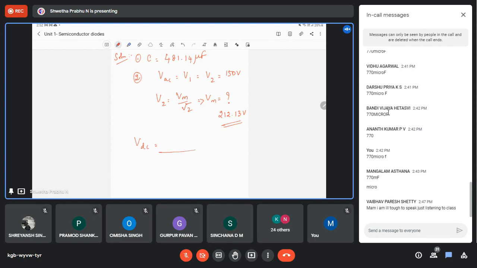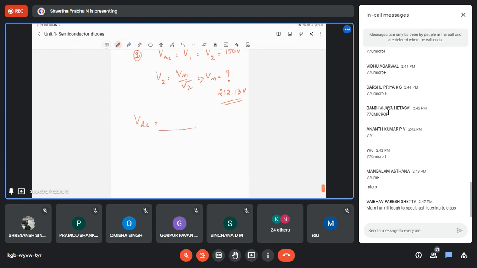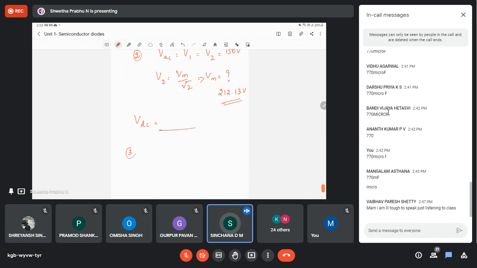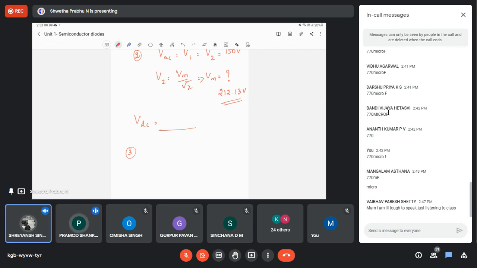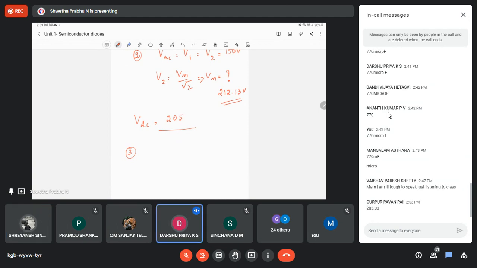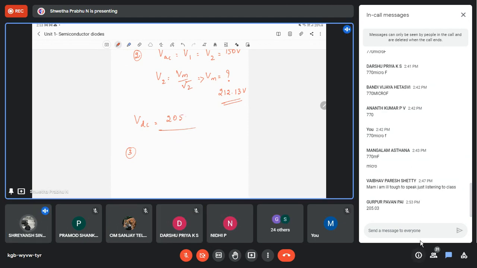Next you find VDC. Use the equation. I have given the equations. Please use it, apply the values, and get me the VDC value. Ma'am, I got 205.027. Correct, even I got the same answer.